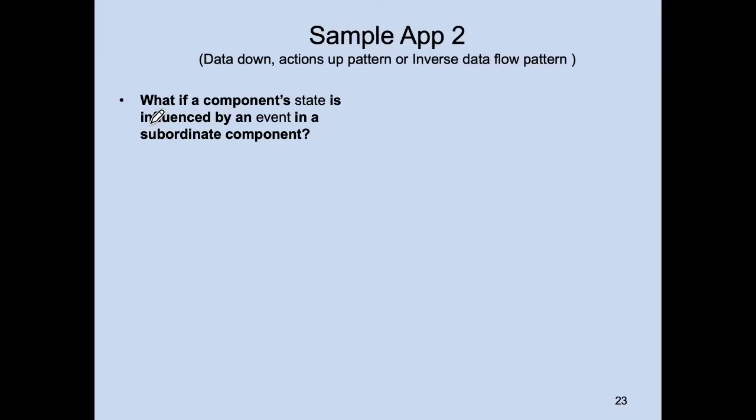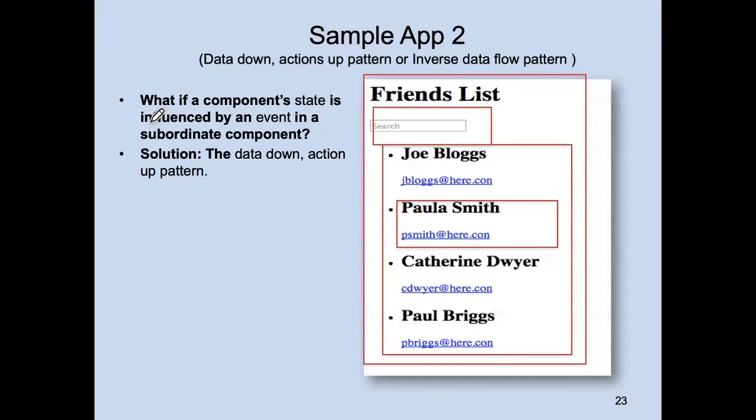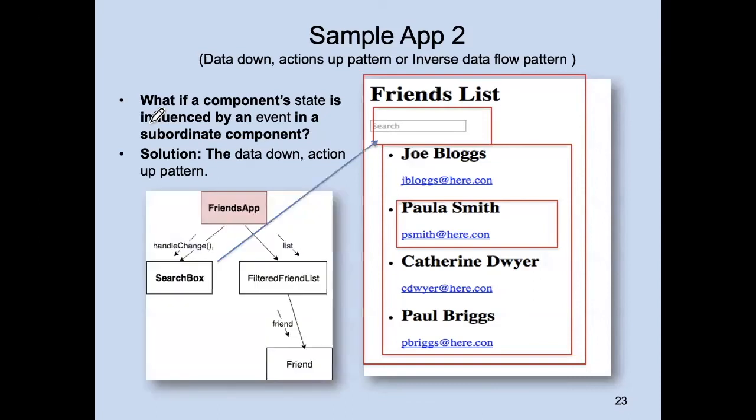When you've got that situation, which you will a lot, then you need to implement this data down, action up pattern. I'm going to stick with the same app to demonstrate this, and we're going to do a slightly different design in terms of component hierarchy for the app. Now my component hierarchy looks like this. So I still have all the ones that we had before, and they still do all the same as before, but now I've got a new component over here called search box.